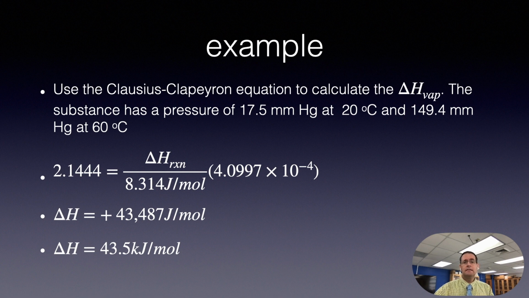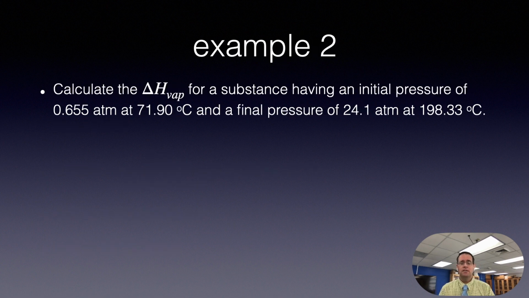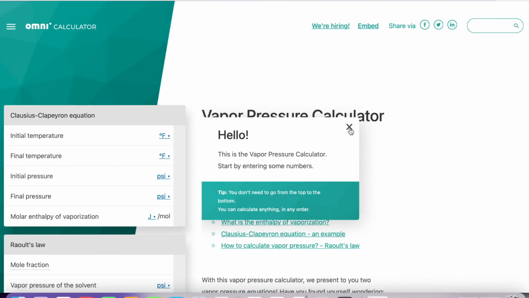All right, let's take a look at example 2. Calculate the heat of vaporization for a substance having an initial pressure of 0.655 atmospheres at 71.90 degrees Celsius and a final pressure of 24.1 atmospheres at a much higher temperature of 198.33 degrees Celsius. All right, let me show you a screenshot of me doing that using the Clausius-Clapeyron equation calculator. I'll give you the link in the description below.